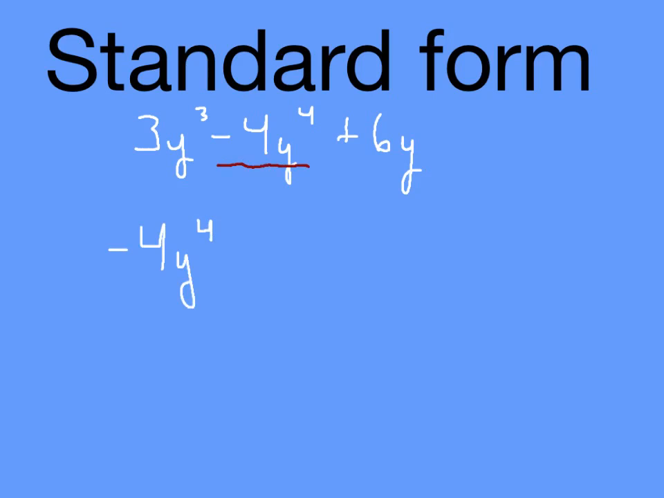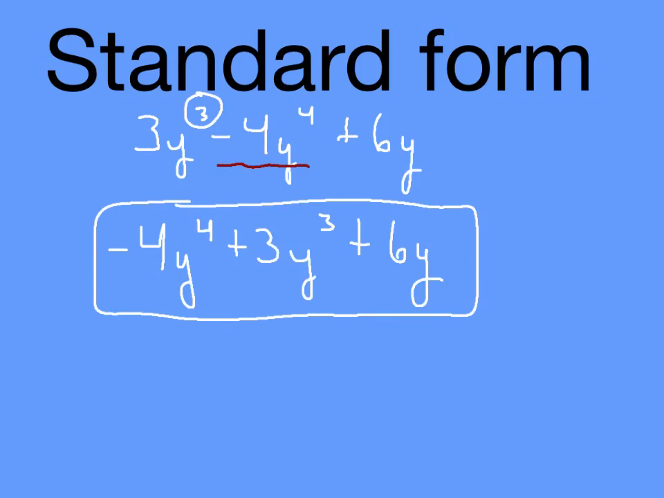Then we start putting the terms in order of descending or decreasing exponent power. So our next one has 3y cubed, so that will be the next term to make standard form. Finally, we're going to end with 6y. This is now in standard form. I'm going to give you a minute or two to practice with standard form.